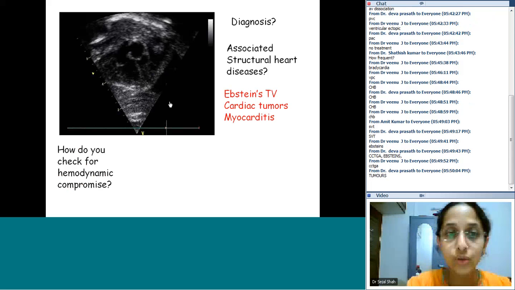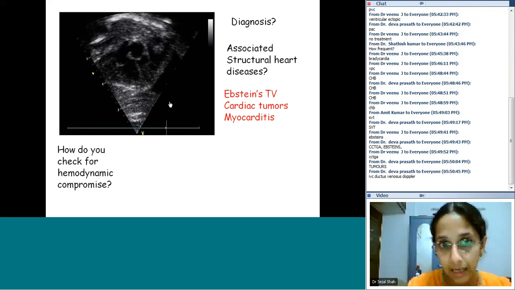But how do we check for hemodynamic compromise? So once we see a structurally normal heart with tachyarrhythmia, yes, we would see IVC and ductus venosus Doppler. We would see if they are dilated, if there is any flow reversal or any Doppler waveform pattern is changed. Is there anything else it would affect?